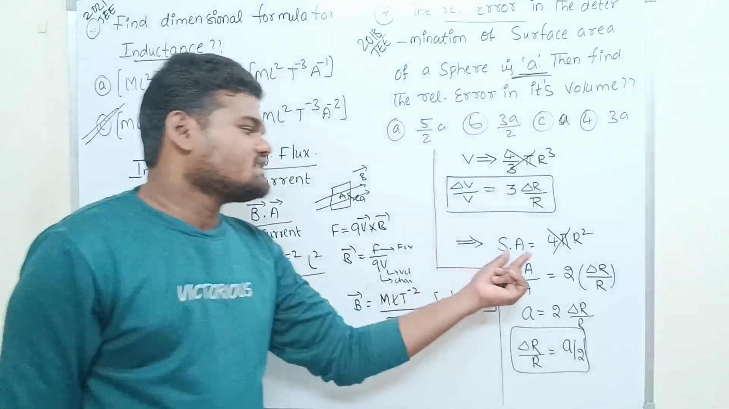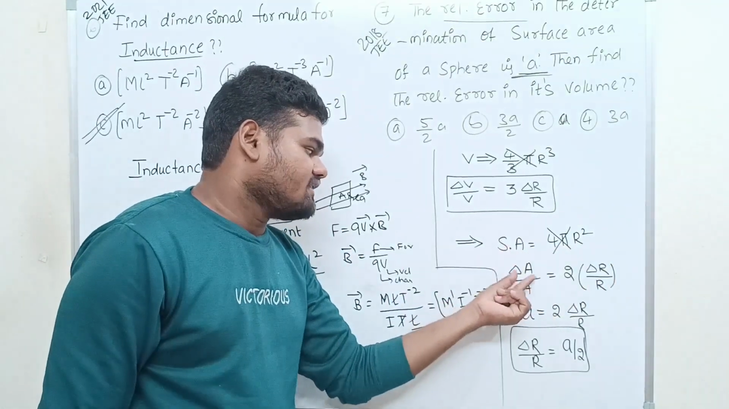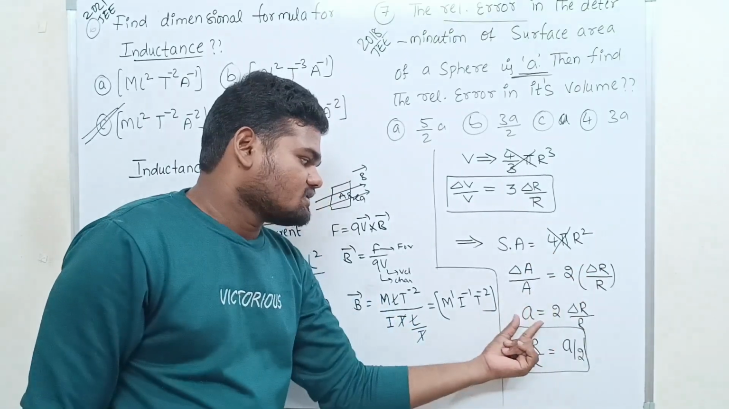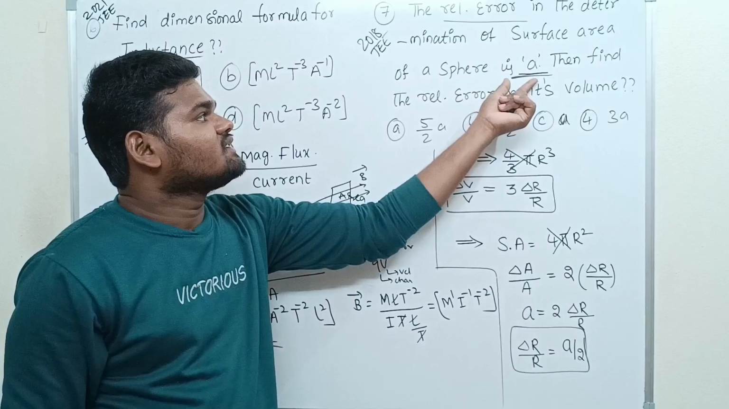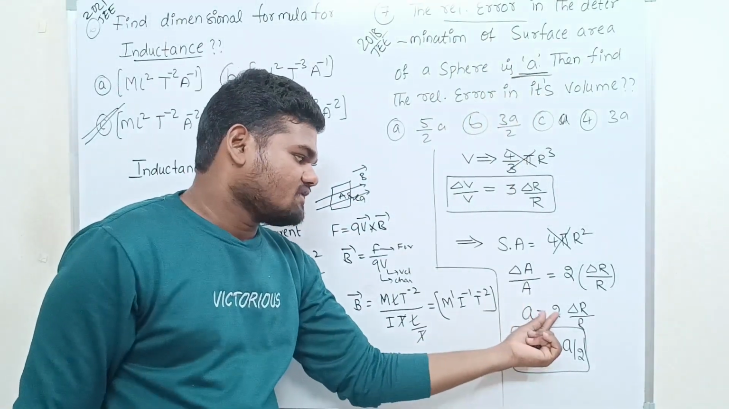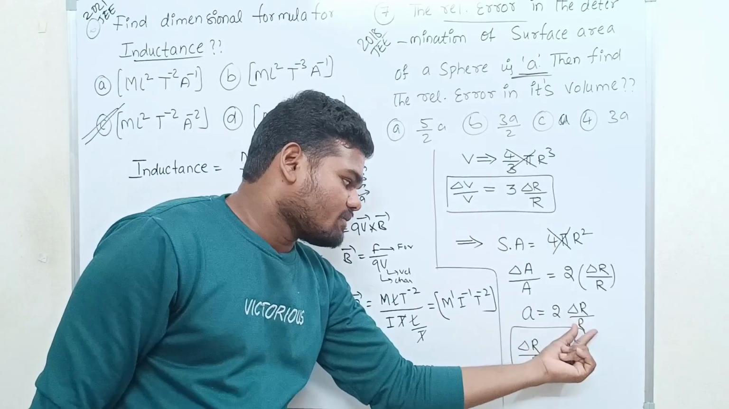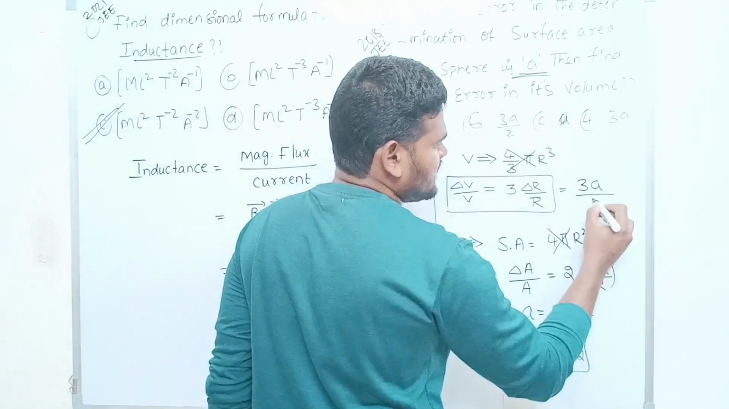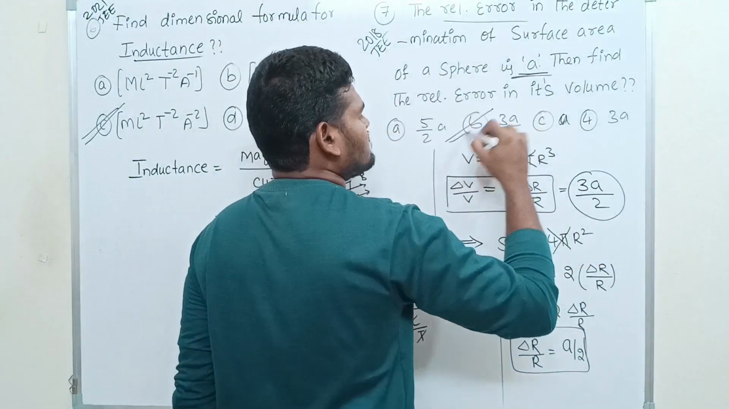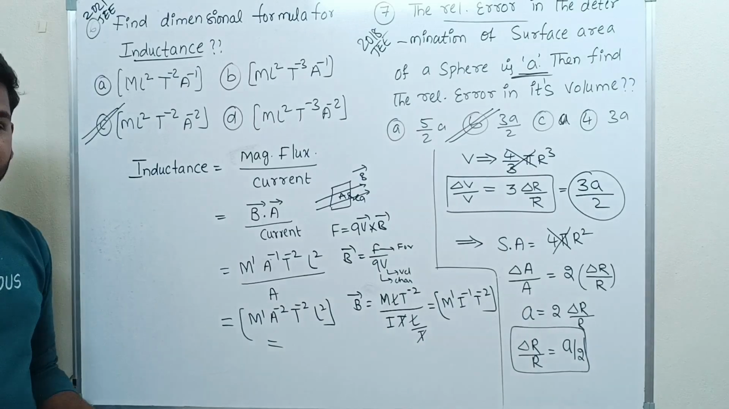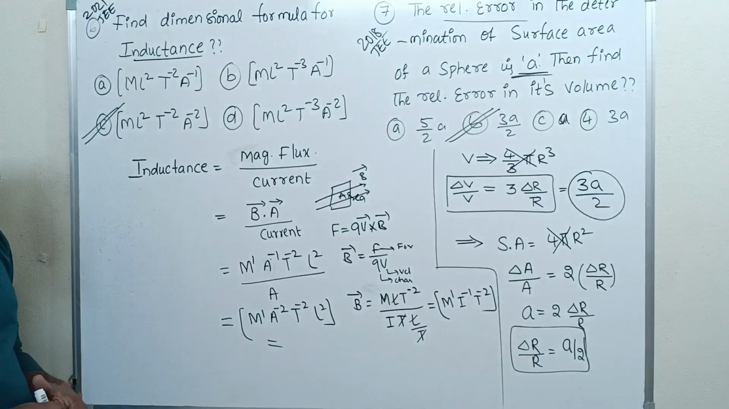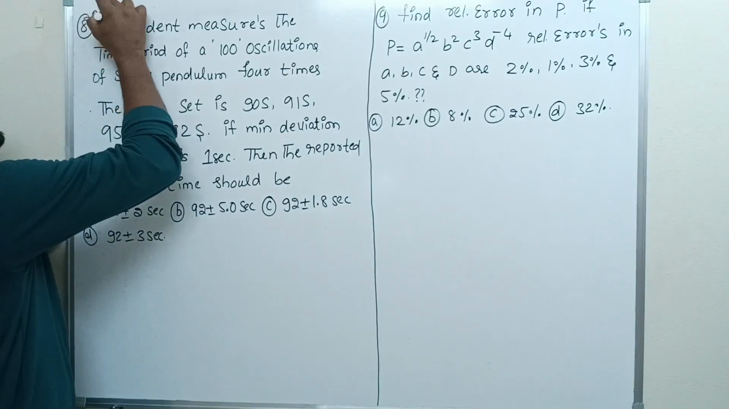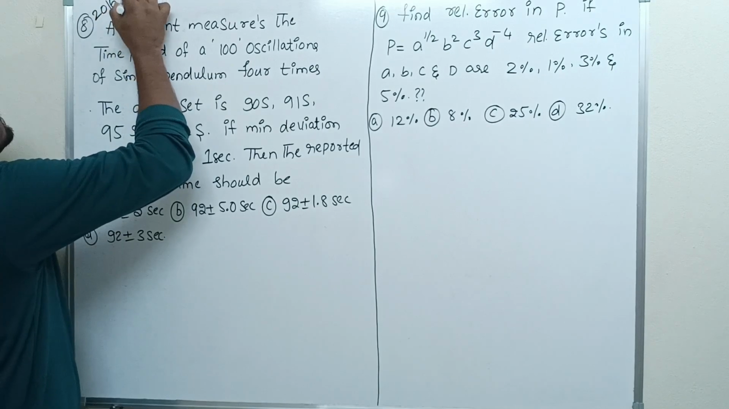Are you getting it? So this is surface area, 4 pi r square. In this relative error, delta A by A equals 2 into delta r by r, since 2 comes in front. They have given the relative error in surface area A, which equals 2 into delta r by r. So delta r by r is equal to A by 2. So delta V by V is how much? 3A by 2. This is the exact answer, 3A by 2. Pause the video and write the solution. 3, 2, 1, go.